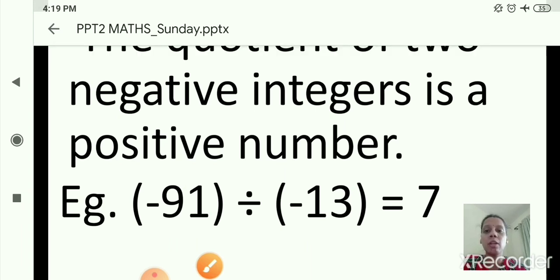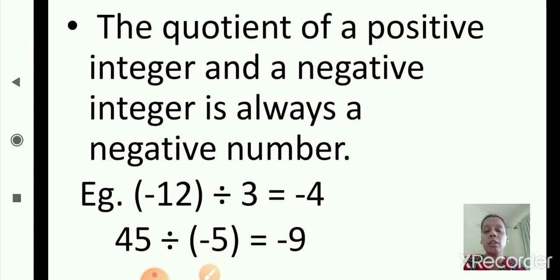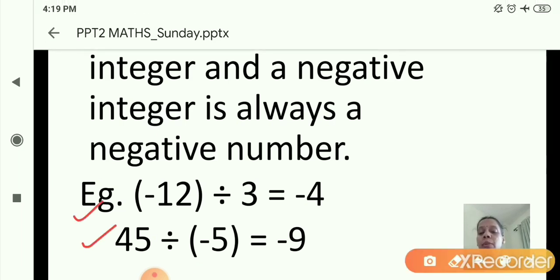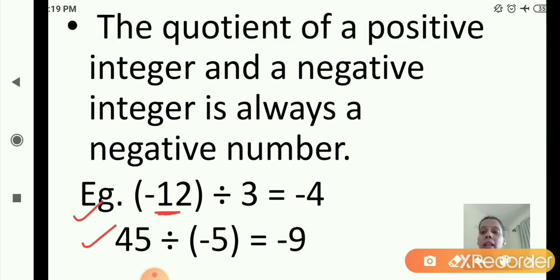Then the next rule is the quotient of a positive integer and a negative integer is always a negative number. If one number is positive and the second number is negative, then the quotient is always a negative number. As you can see here, there are two examples. If the first number is negative and the second is positive, the quotient is a negative integer. If the first number is positive and the second is negative, still the answer is a negative integer.